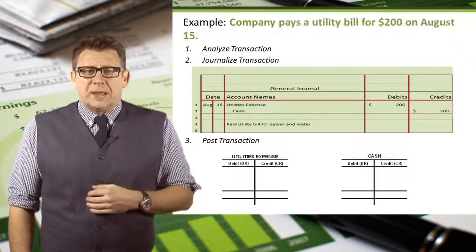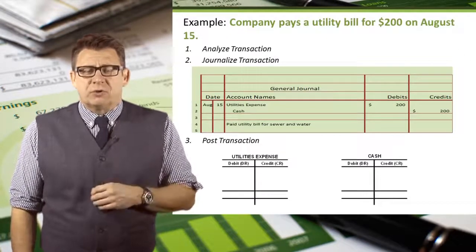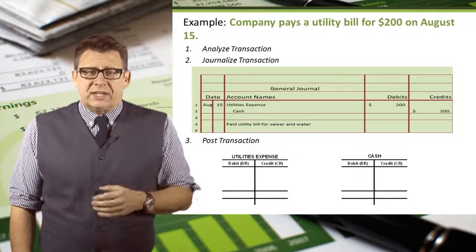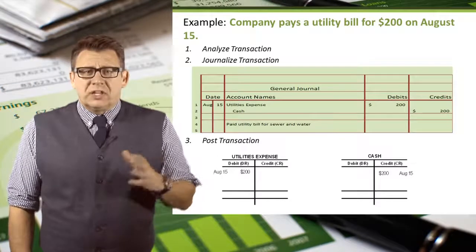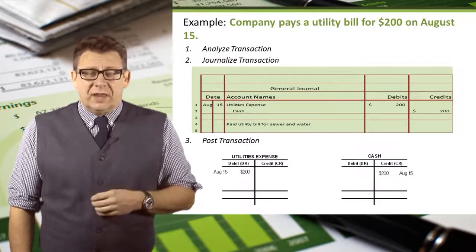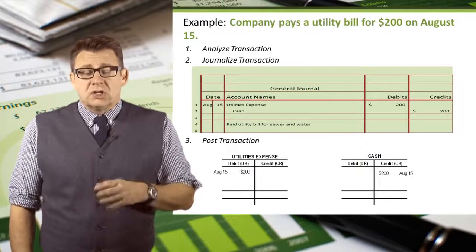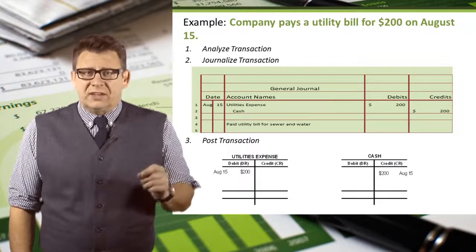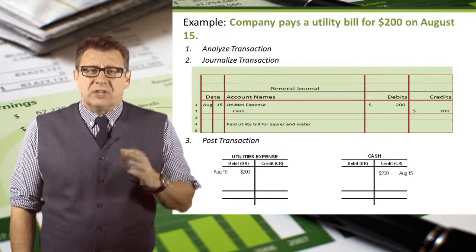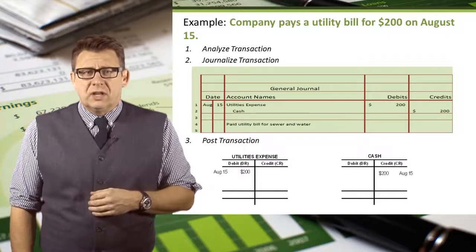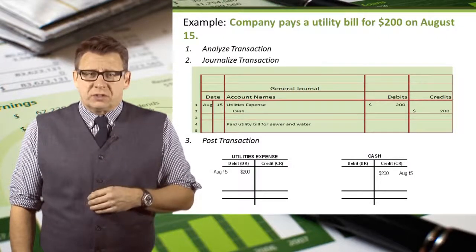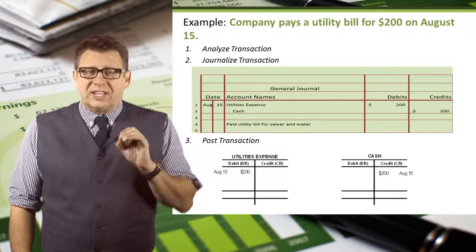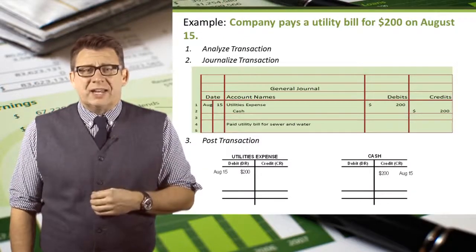In this final example, a company pays a utility bill for $200. The date is August 15th. Utilities expense is the debit account and the amount is $200. So we post $200 and the date to the debit side of the utilities expense account. Cash is the credit account and the amount is $200. So we post $200 and the date to the credit side of the cash account.